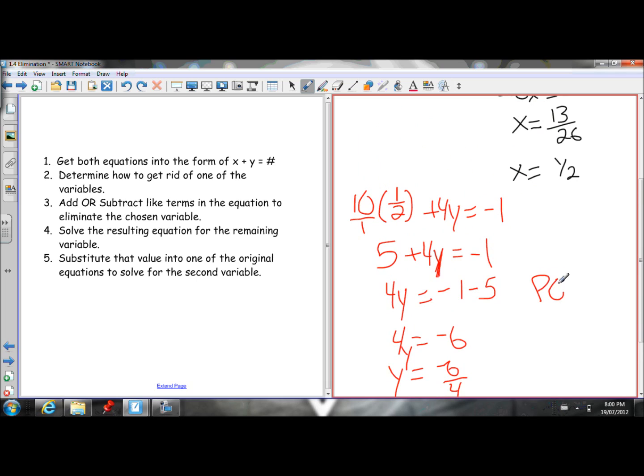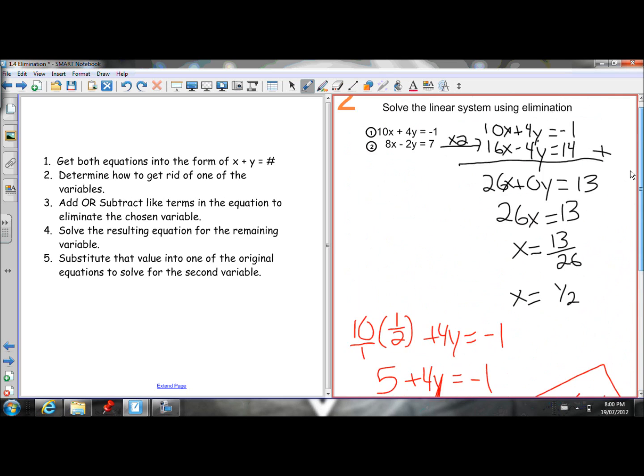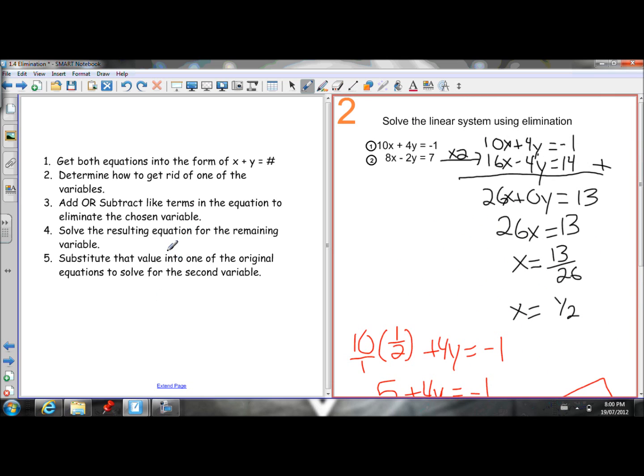So my point of intersection is (1/2, -3/2). Make sure you write it as an x, y coordinate. X comes first, y is second. So there's my point of intersection. Good. Let's do one more example.